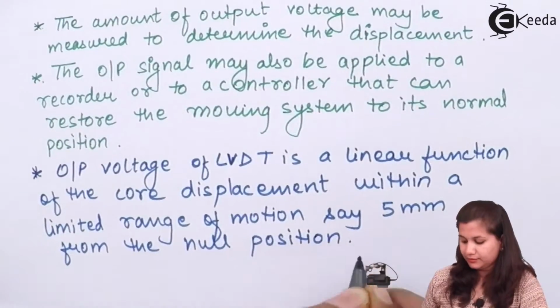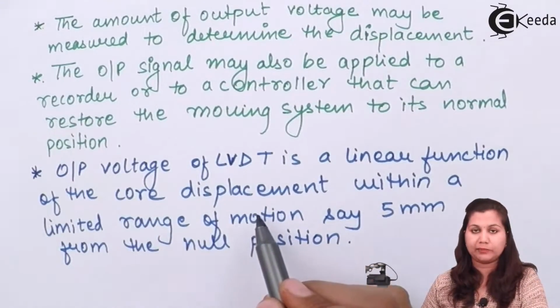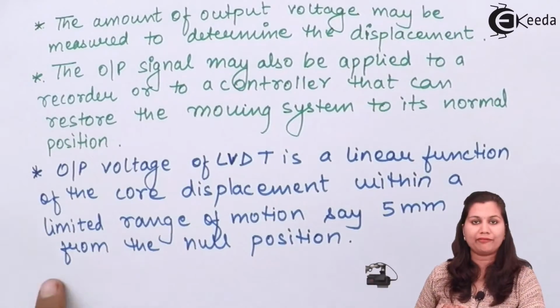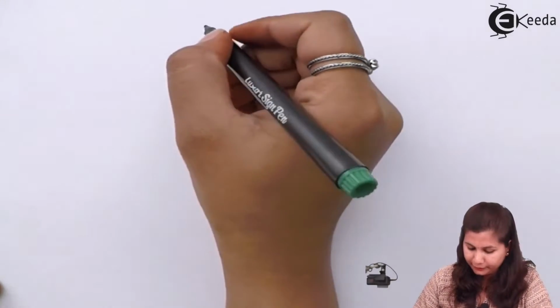The output voltage of the LVDT is a linear function of the core displacement only for a limited range of the motion of the core, about 5 mm from the null position. So when the core is at the null position, and is moved up to 5 mm to the left hand side and to 5 mm to the right hand side, the output voltage will be proportional to this displacement. After that, there will be a non-linear relationship between the output voltage and the displacement. Let's see the graph for it.